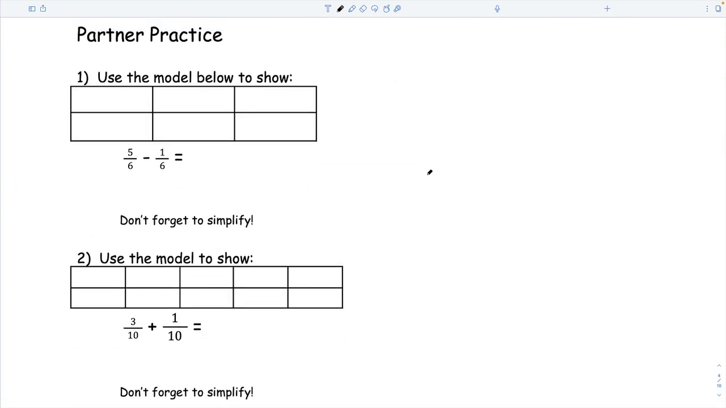Flip your page. You have 5 minutes. 1, 2, 3, and 4 should be done in 5. You don't have the answers, so you should be checking with your partners. 1, 2 have models. Go ahead and use the model and just show me what it would look like.